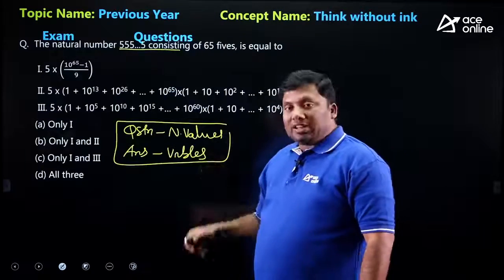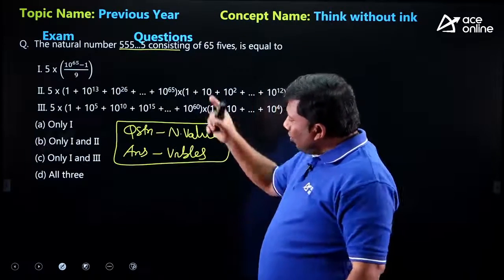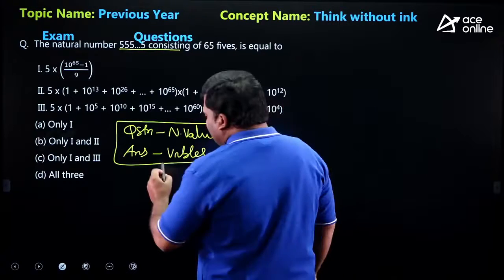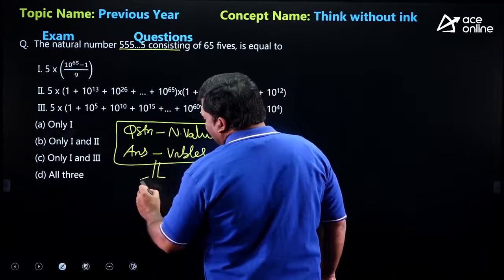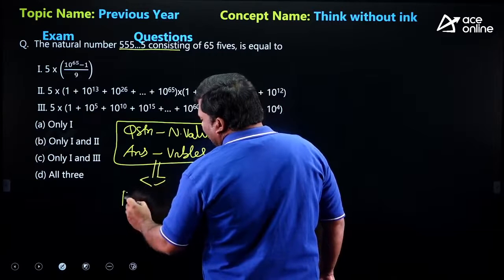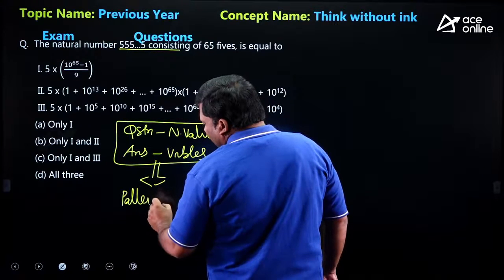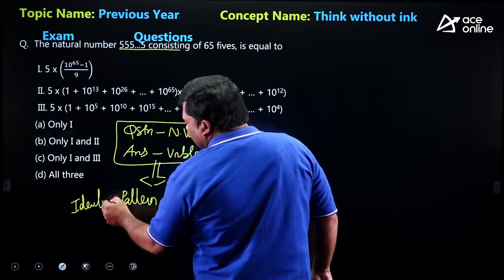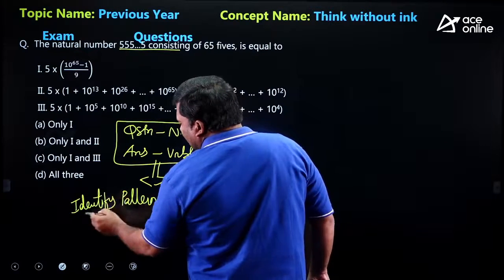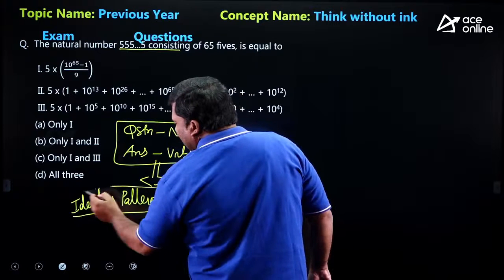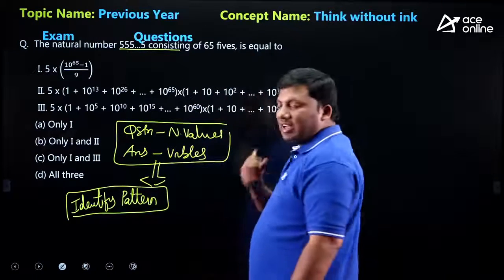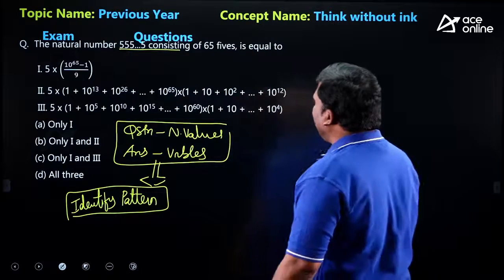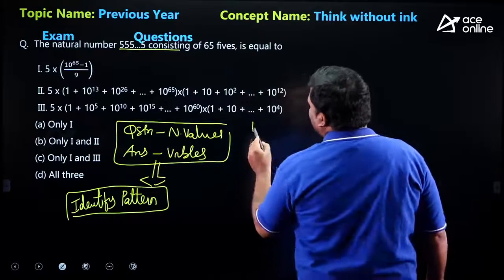Now I will tell you another approach. Question contains numerical values, answer contains variables. That means this question follows a particular pattern. If you can identify the pattern present in the question, you will get the answer very easily. Whenever these kinds of questions come, just identify the pattern. Sir, how to identify the pattern? What is the question that is given?